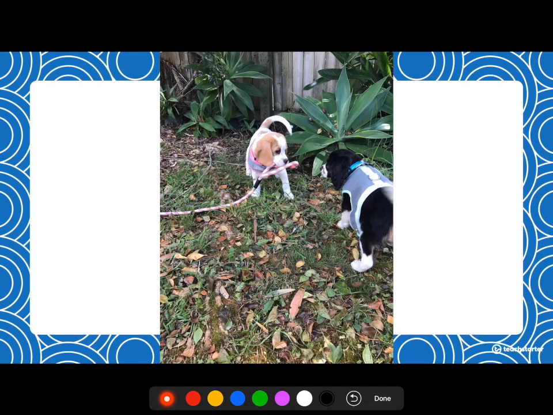Here's a picture of my puppies when they first came to live with us, and Waffles thought that she could walk herself on her lead. She loved to walk herself on her lead everywhere she went.